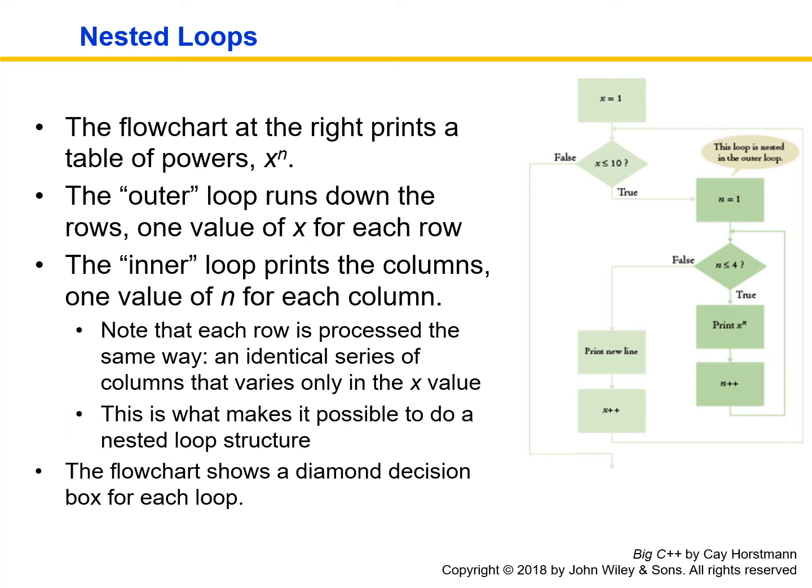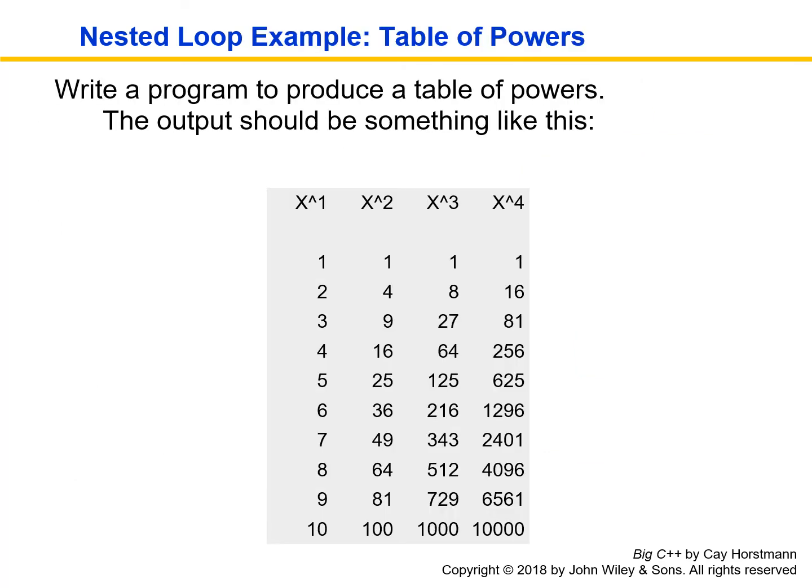The flowchart at the right prints a table of powers, x to the n. The outer loop is going to run down the rows, one value of x for each row. The inner loop is going to run across the columns, printing x to the n for a different n for each column. The output should end up looking like this, where your outer loop is counting down the rows, and your inner loop is printing across the columns.